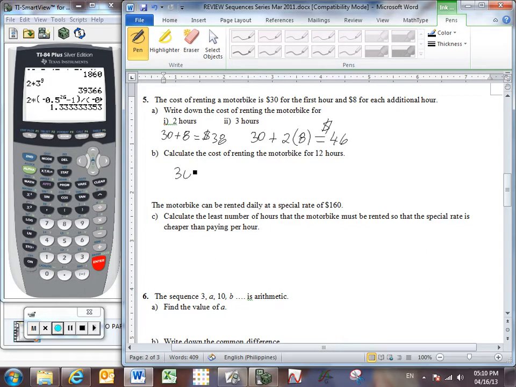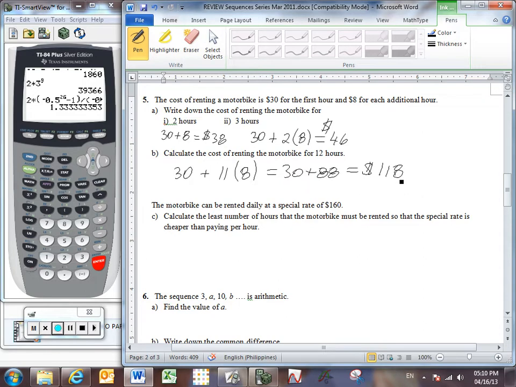Now we're taking our $30 for the first hour, and how many different 8s are we adding? There's 11 additional hours at $8 per hour. That equals 30 plus 88, and that's equal to $118.